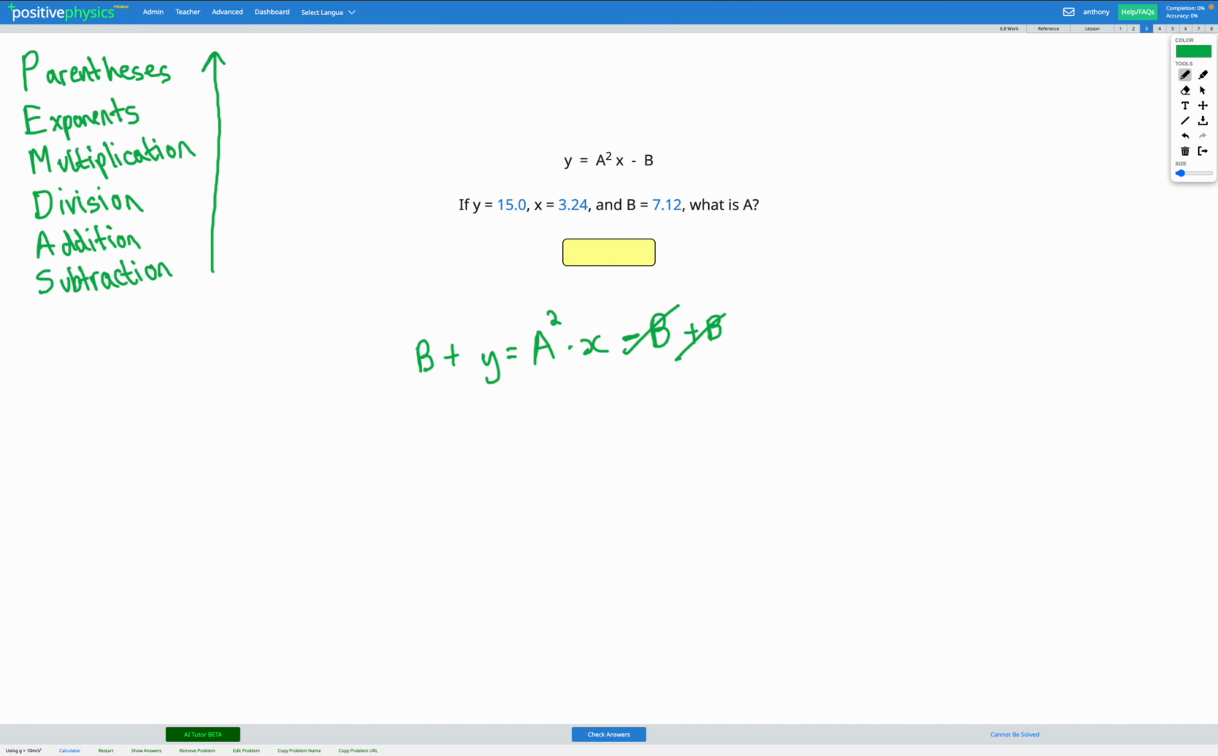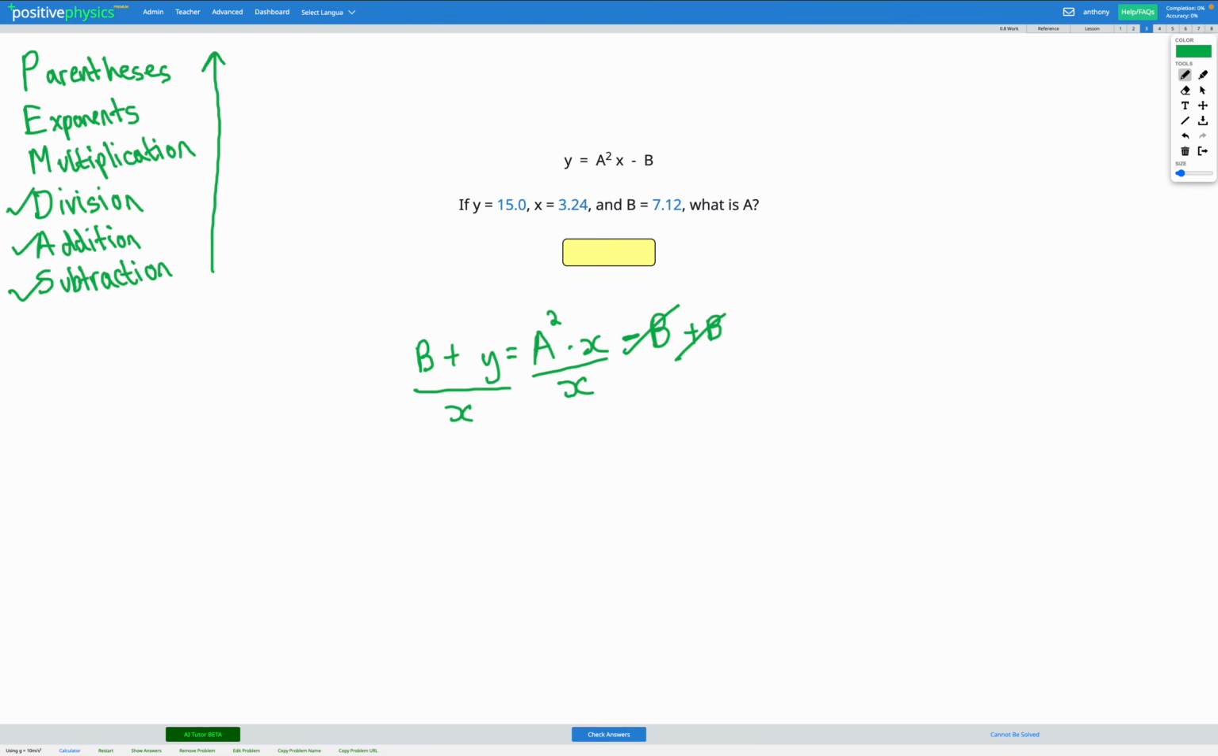Right now it's squared and it's multiplied by x. So looking at my list, we've done our subtraction. We don't have any addition on the right-hand side. Next, I'd be looking for division. We don't have any division on the right-hand side. We do have multiplication. So that's the next thing that I'm going to undo. And remember, to undo something, we're going to do the opposite. So the opposite of multiplication is division. So if I divide by x on the right, I also have to divide by x on the left.